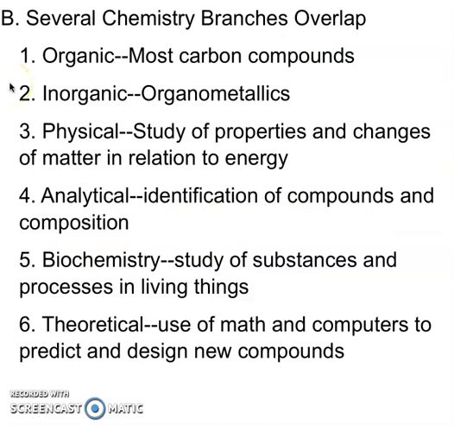So there are several chemistry branches and they can overlap. So here are the 6. Organic means that you're looking at any compound that contains the element carbon. Inorganic, and organometallic: basically, you're looking at the study of non-organic substances. Some have organic fragments bonded to metals, so hence the word organometallics.